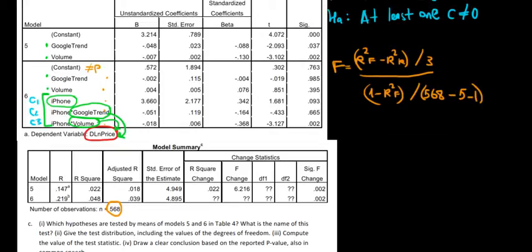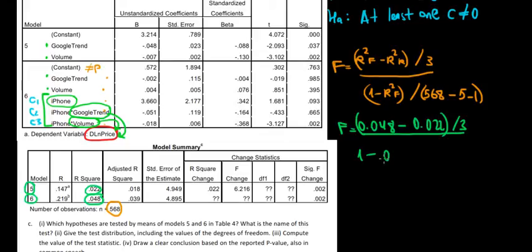Now let's substitute the R-square values that we have. The R-square of the full model, model 6, is 0.048. We subtract the R-square of the restricted model, model 5, with only 2 explanatory variables, which has an R-square of 0.022, divided by 3, over 1 minus the R-square of the full model, 0.048, divided by 568 minus 5, that's 563, minus 1, 562. If we calculate this, the F value is equal to 5.12. That's quite a high F value.